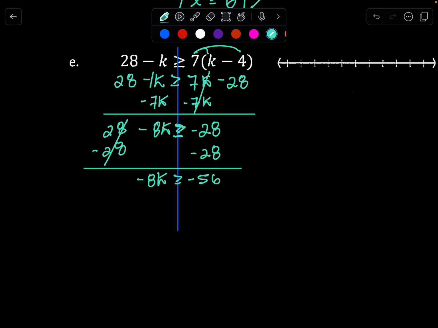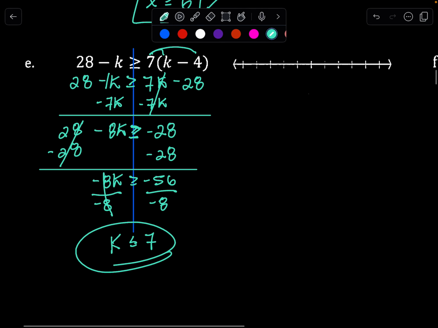What are we doing this time? Once again, we are dividing by a negative 8. Well, not specifically by a negative 8, but by a negative, okay? When we divide by a negative, meaning the number on the bottom of our division is negative, then you are going to flip the inequality. So k is less than or equal to 7.